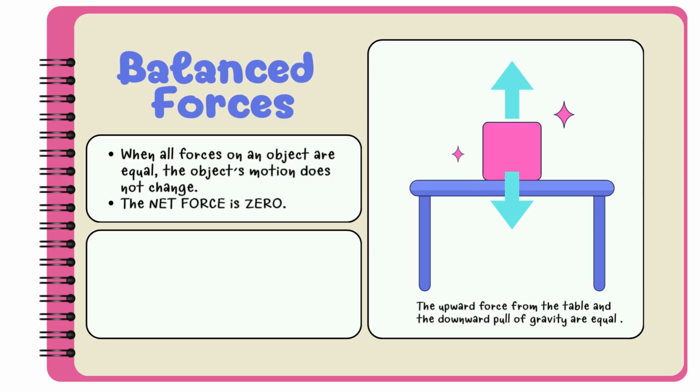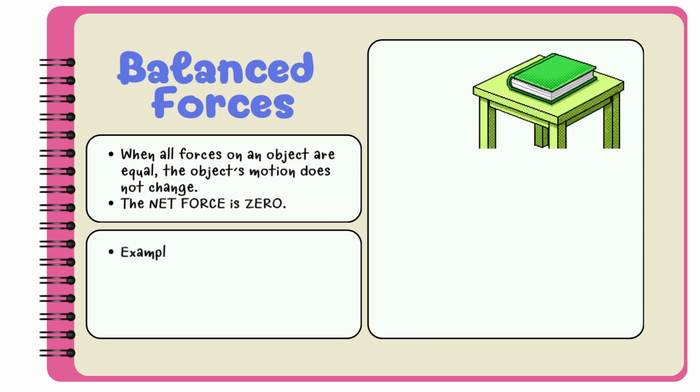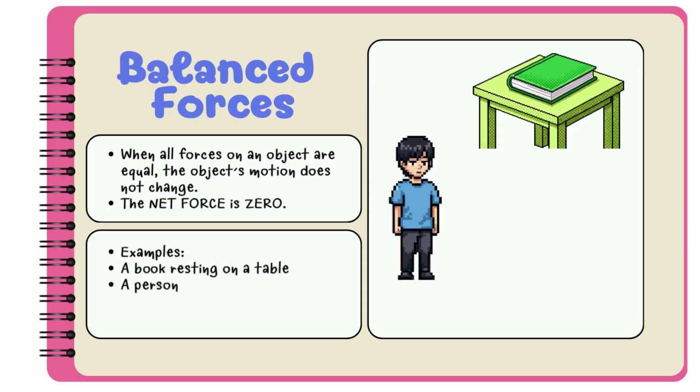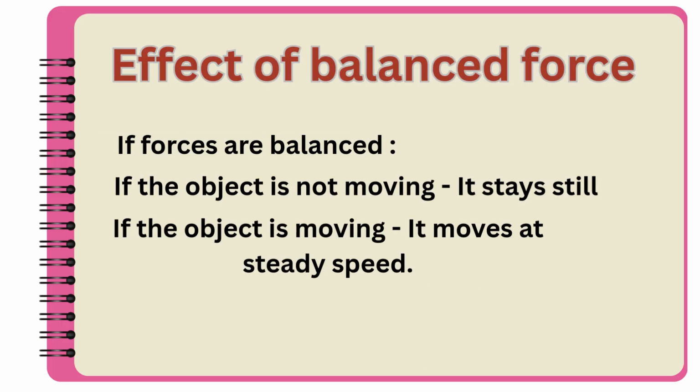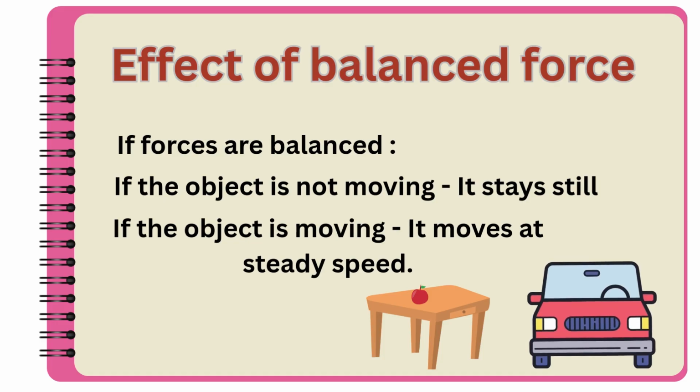So when the forces are equal and opposite, they cancel out. The object behaves as if no force is acting on it. Or we can say balanced forces occur when all the forces acting on an object are equal, meaning the net force is zero. The object's motion doesn't change. Look at the examples: a book resting on a table has balanced forces. A car moving steadily in one direction is also a perfect illustration. Balanced forces do not change motion, they only help the object continue what it is already doing.